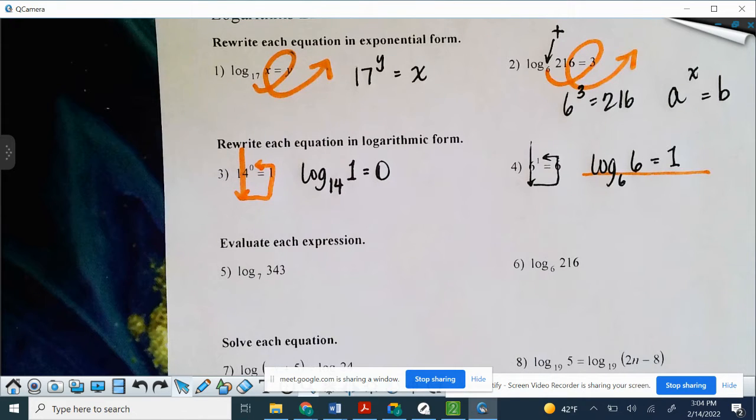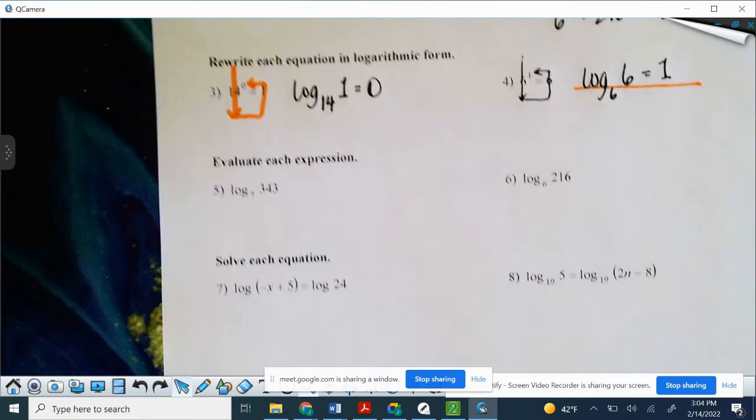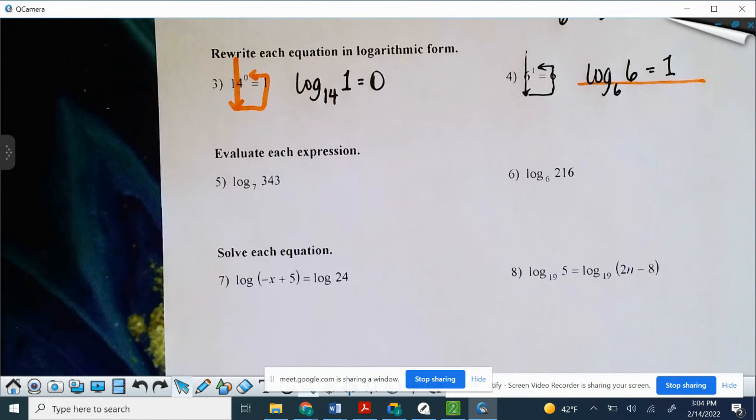So that's it as far as switching them back and forth. That will be on your quiz. So there will be a couple of those that hopefully you have in the pocket as some win points. Evaluate your expression. Again, just as simple as putting it in Desmos like we did earlier or in your calculator. And you can do it.